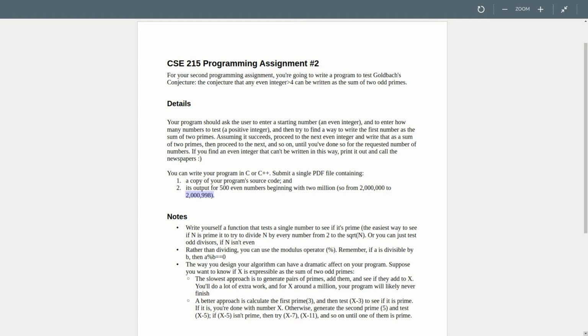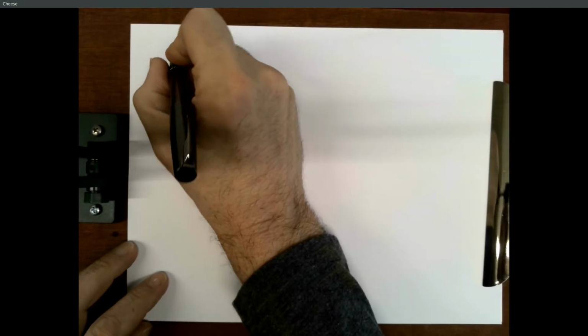Okay, so how do we do this? Let me give you first the absolute worst way to do this. This way is so slow that it will not finish by the time the assignment is due if you start running it right now. Okay? So don't do this.